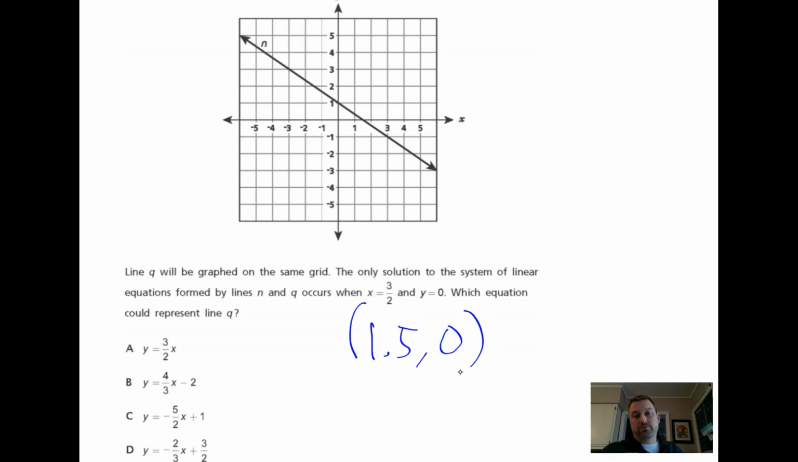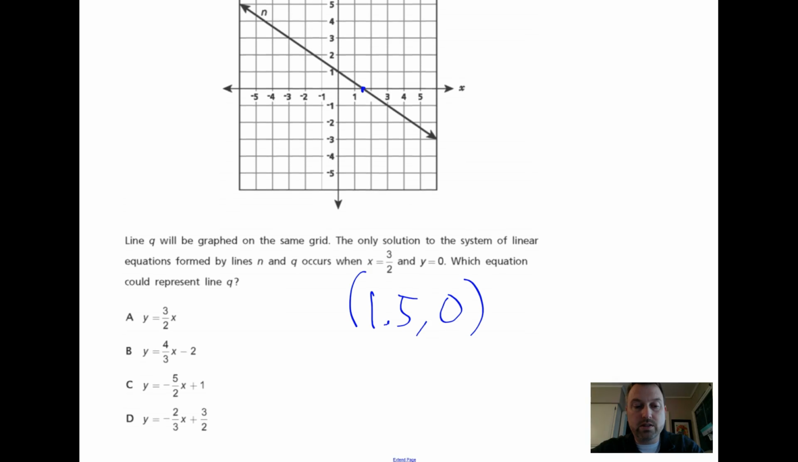Okay, so I would figure out where that point is. All right, so (1½, 0) is right there. Okay, so the two lines cross there. So I need to figure out which of these lines, choices A, B, C, or D, cross at that point. All right, so the first one, 3 halves x. Well, I would start at 0 and go up 1½ and 1 to the right. Are they going to cross there? Obviously not.